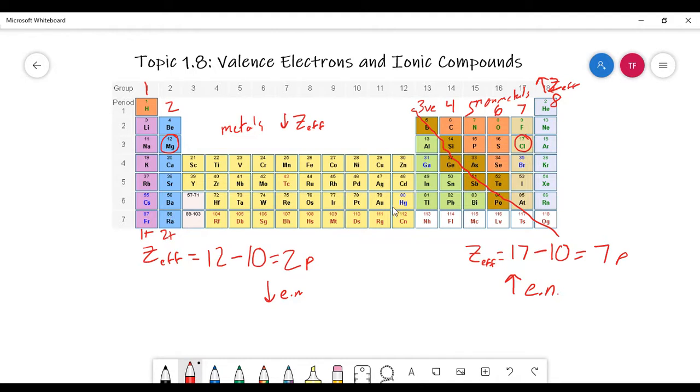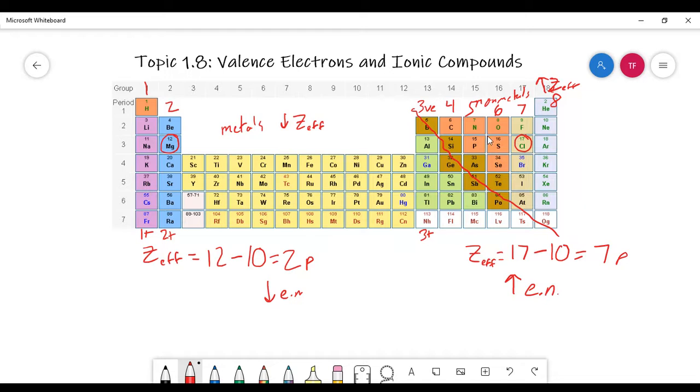Again, we're going to skip the transition metals. These have 3 valence electrons, so they tend to lose 3 valence electrons to become 3 positive. We're going to skip the carbon family. The nitrogen family has 5 valence electrons. But remember, they have a very high effective charge.